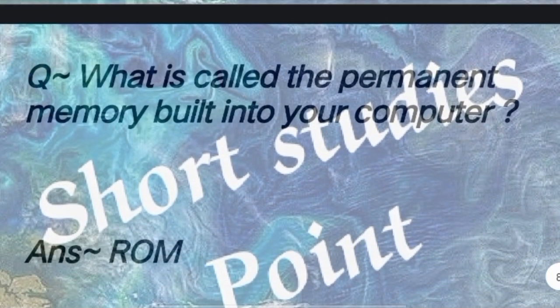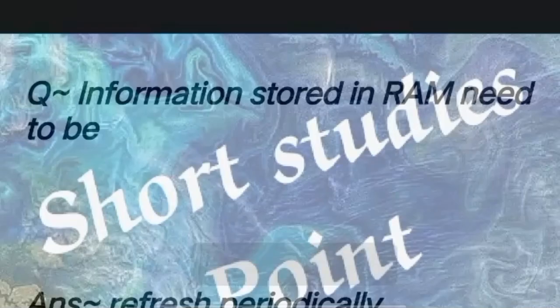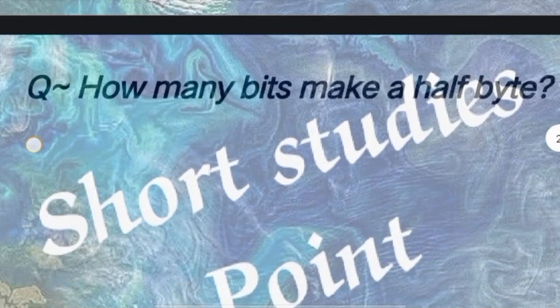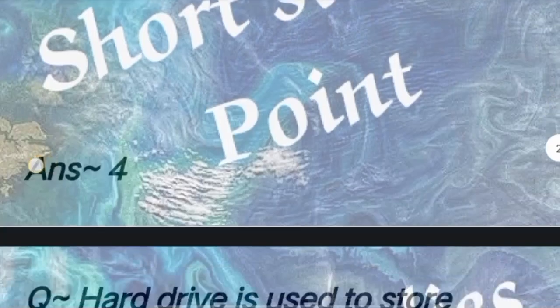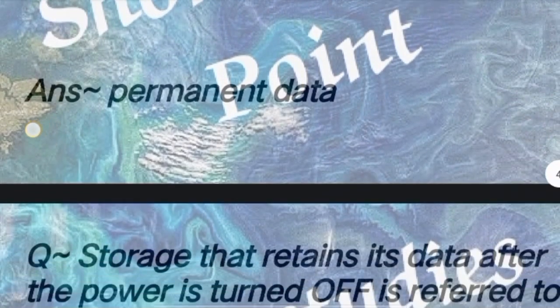Next question: what is called the permanent memory built into your computer? Answer: ROM. Question: information stored in RAM needs to be answer: refreshed periodically. Next question: how many bits make a half byte? Answer: 4. Next question: hard drive is used to store answer: permanent data.